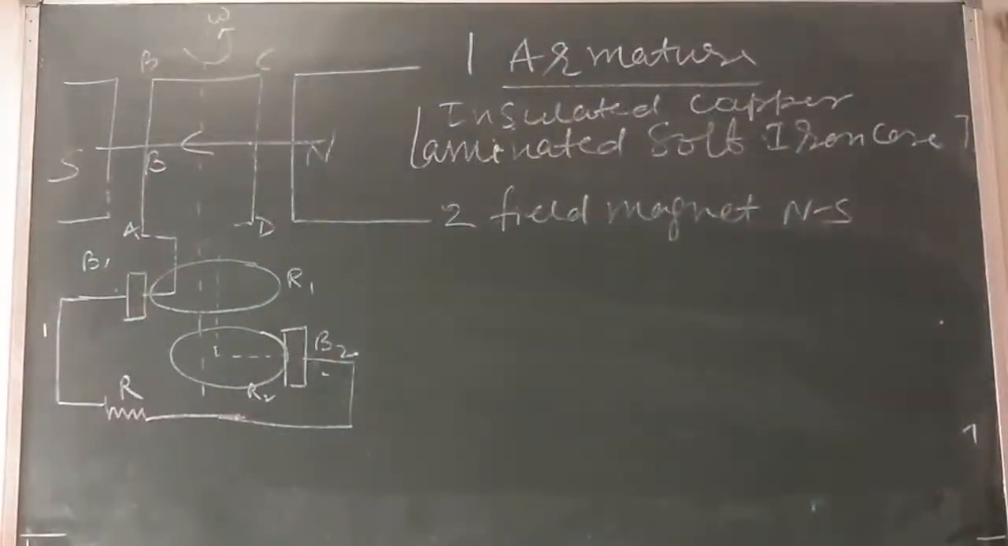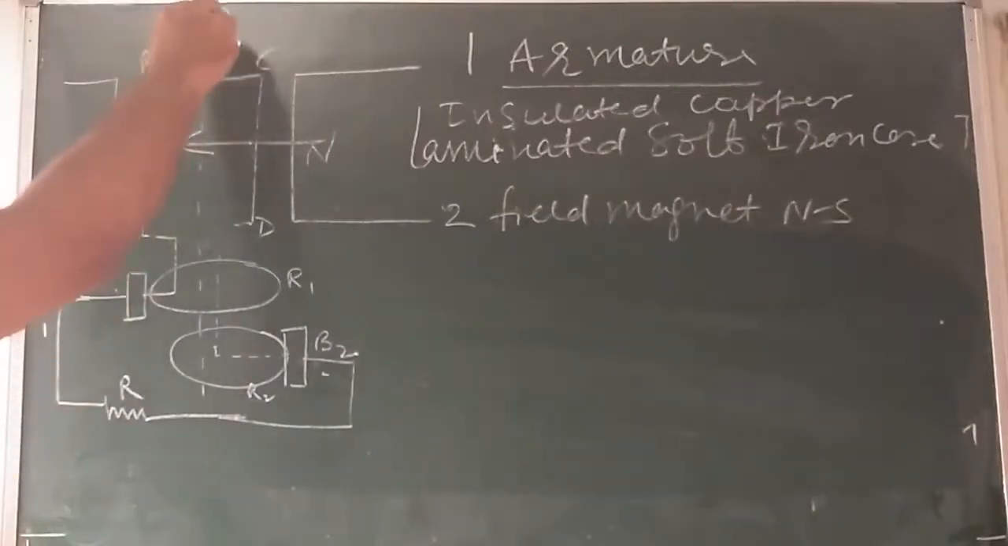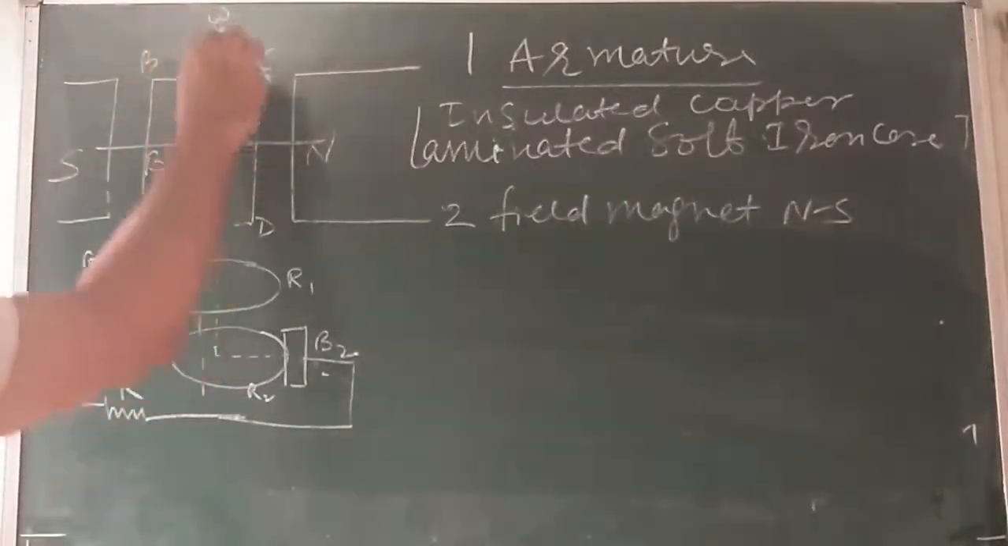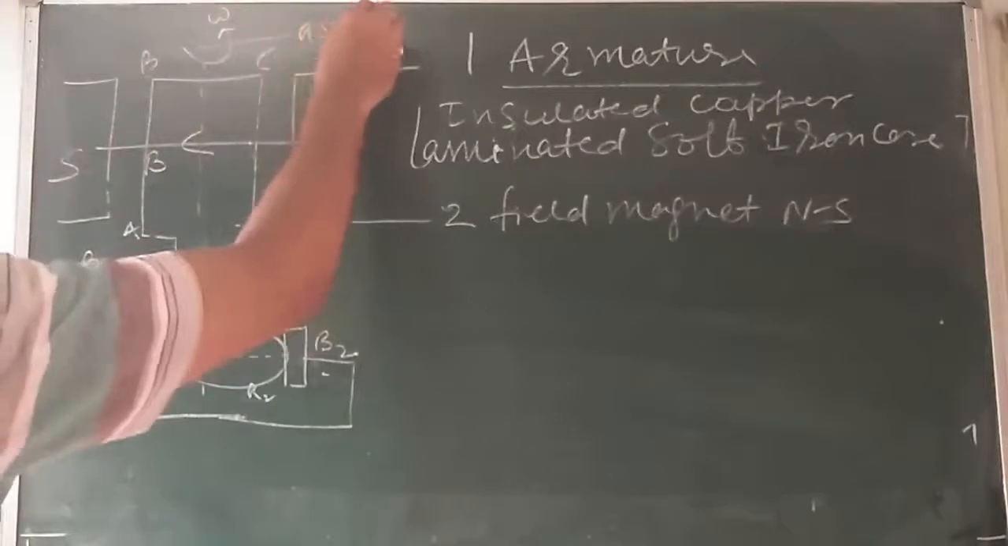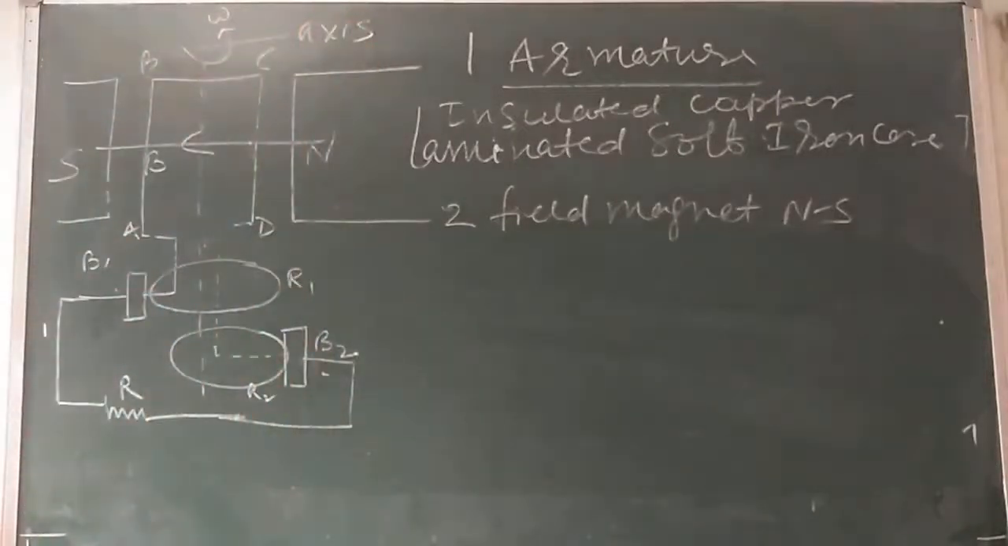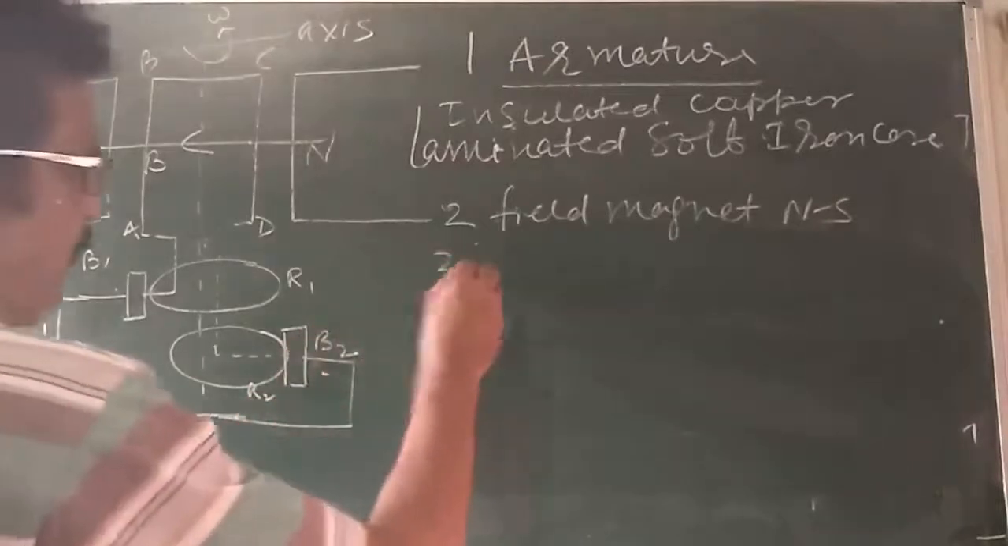Now, I can say the armature coil is rotated along the axis of rotation. This is our axis of rotation. Here the axis of rotation is perpendicular to the plane of the magnetic field. Is that clear? Now, the third part is slip rings.